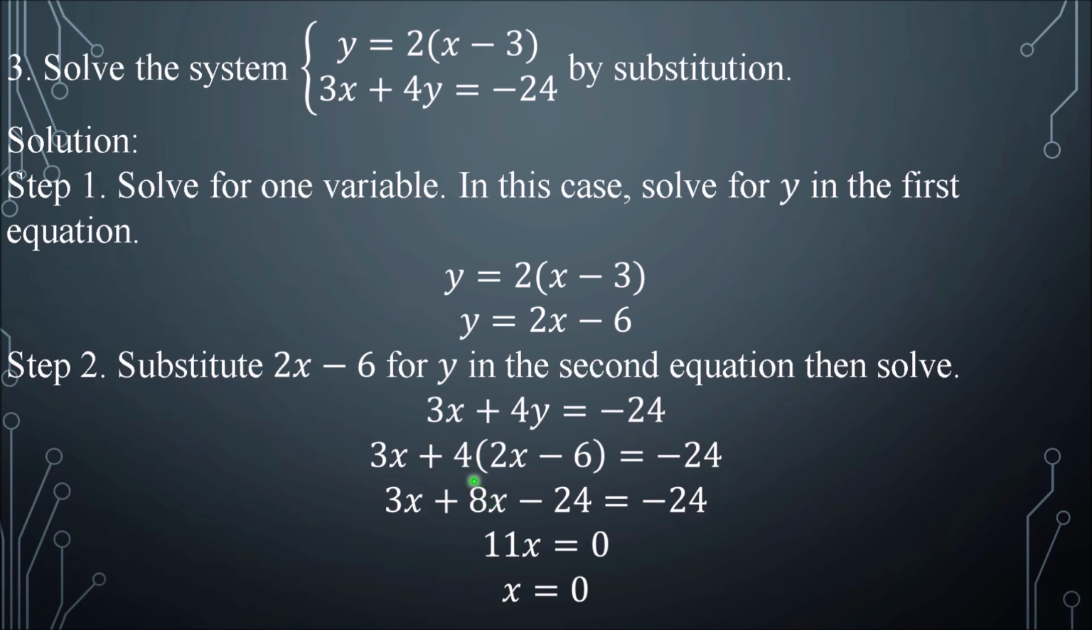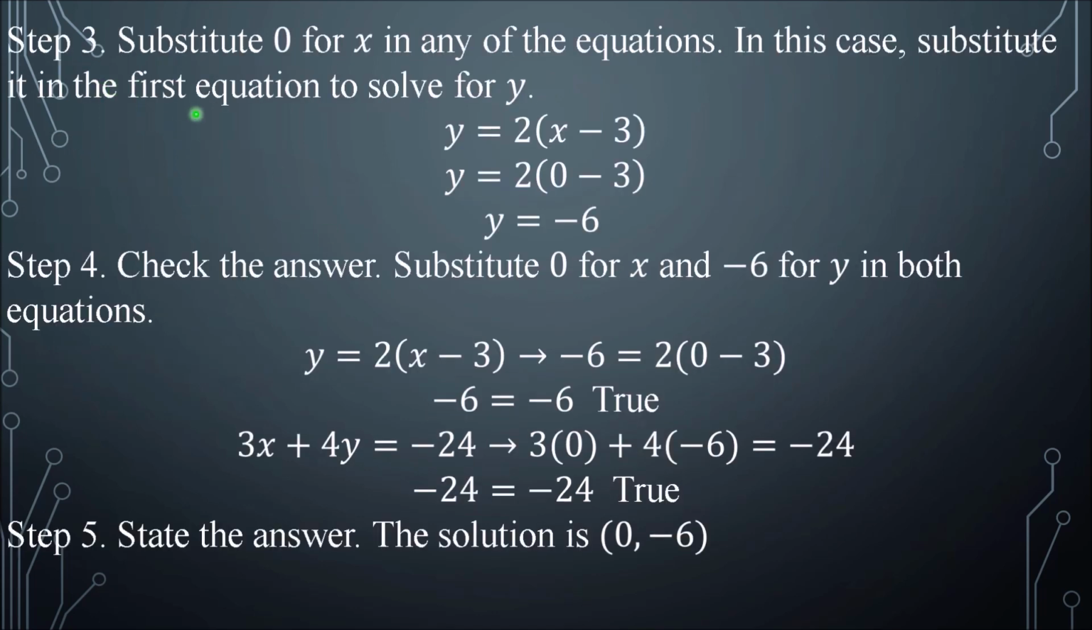We distribute 4 to 2x. 4 times 2x, 8x. 4 times 6, 24. 3x plus 8x is 11x. Negative 24 will be transferred to the other side, so that's negative 24 plus 24, which is 0. Therefore, x is equal to 0. So that's the first coordinate.